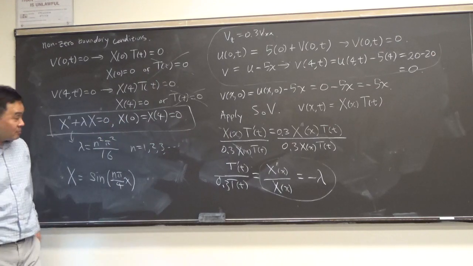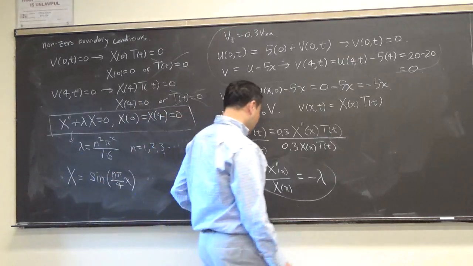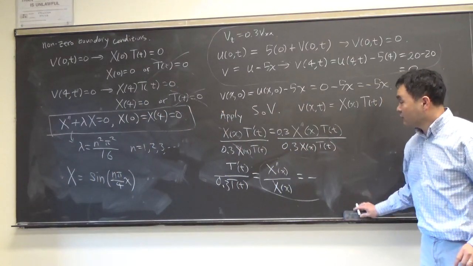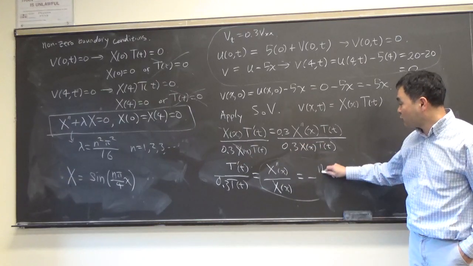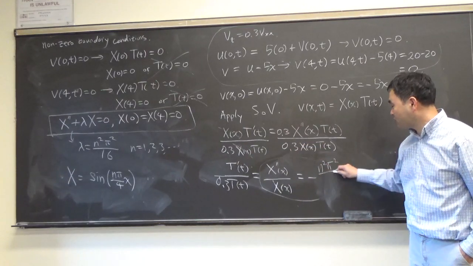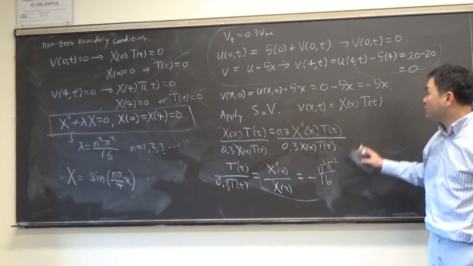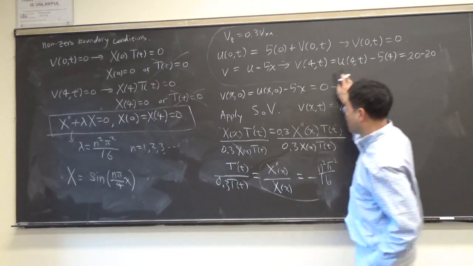So we have that, and now we replace lambda with n squared pi squared over 16 back into this equation, which gives you the following. We get, well, I'll have to erase this.